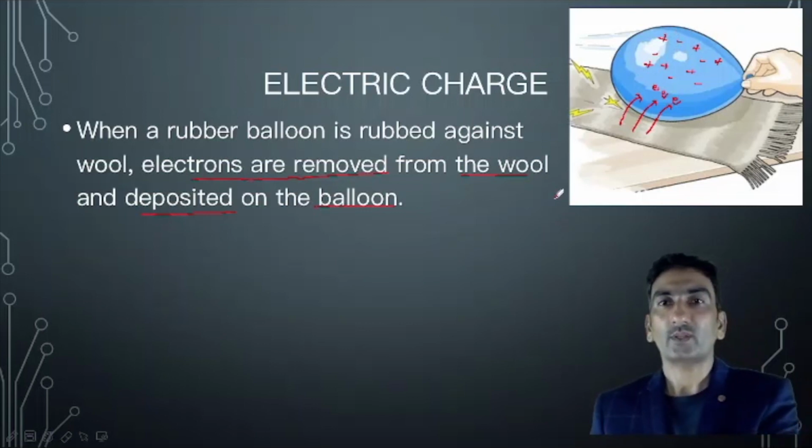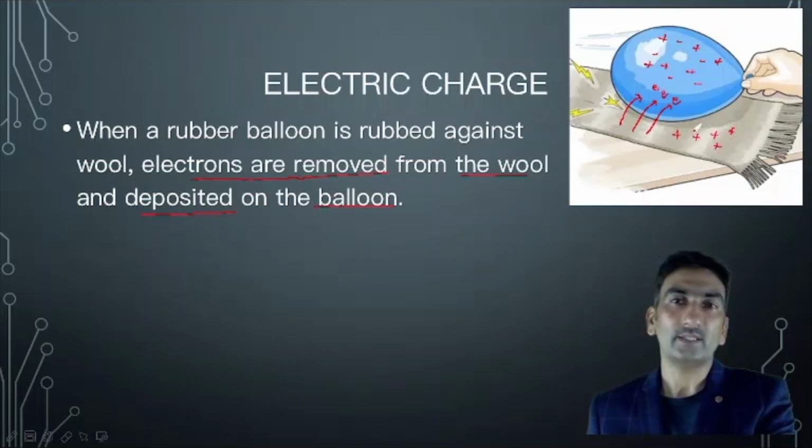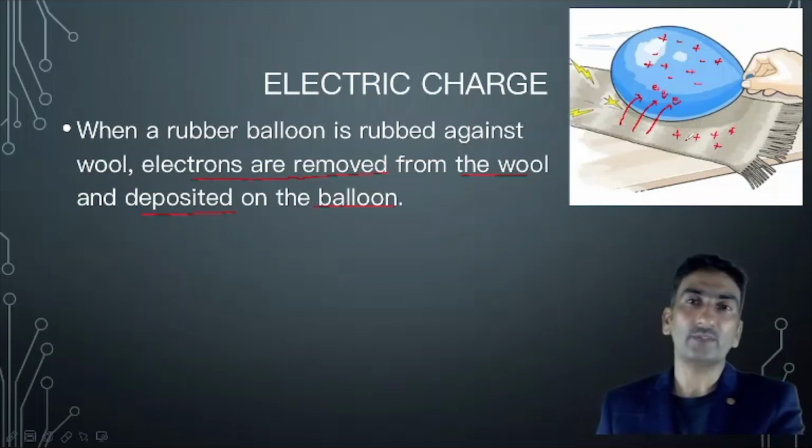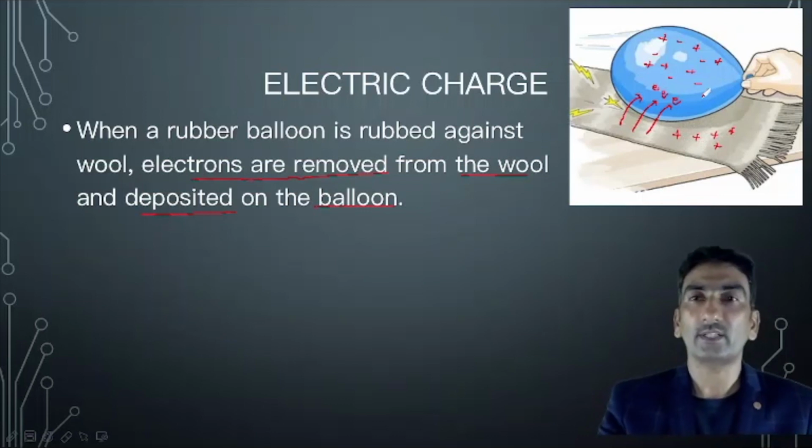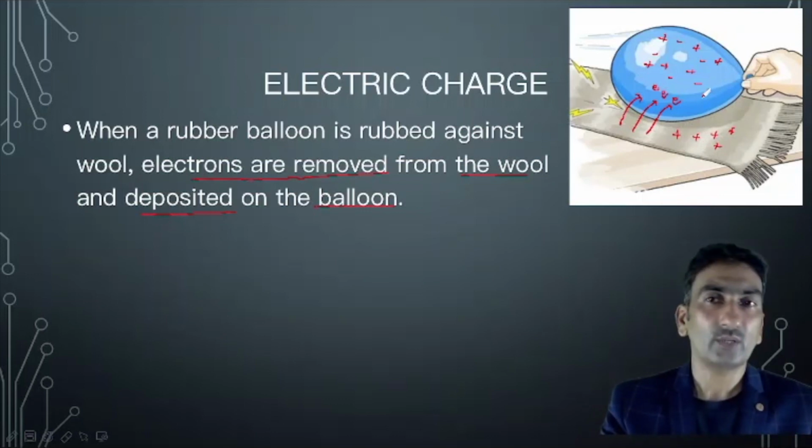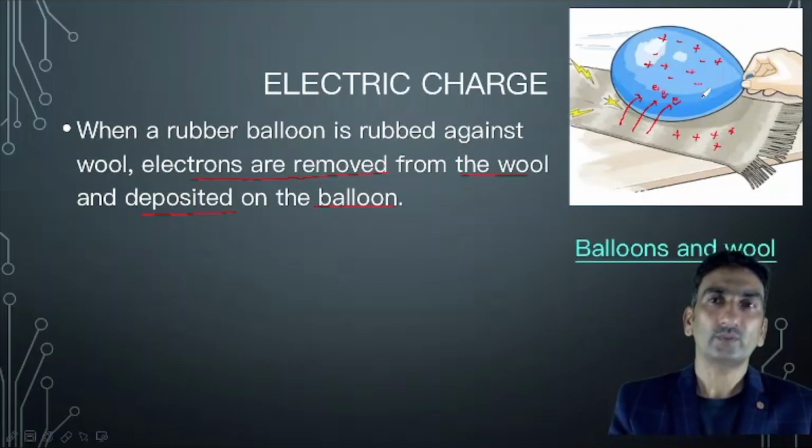And from the wool, as electrons are shifted to the balloon, there is an excess of positive charge on the wool. So one object gets electrified positively charged and the other one is negatively charged. You can also understand this by using the simulation with the balloon and wool which is shown there.